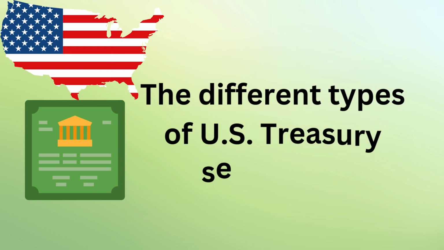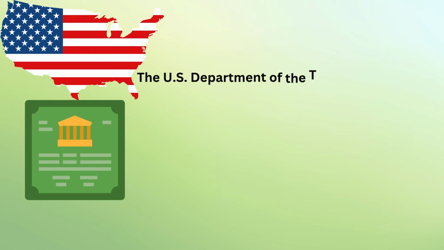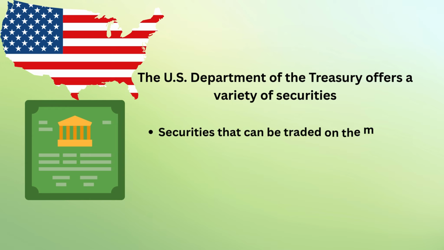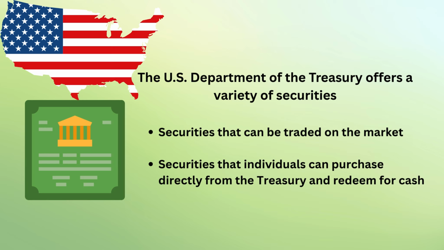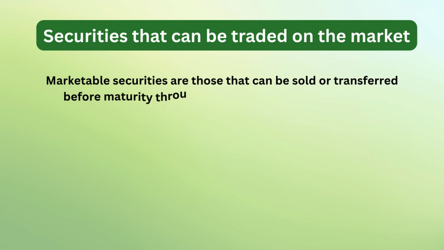Before we dive into I-bonds, let's take a look at the different types of U.S. Treasury securities. The U.S. Department of the Treasury offers a variety of securities, which can be broadly divided into two categories: securities that can be traded on the market, and securities that individuals can purchase directly from the Treasury and redeem for cash. Marketable securities are those that can be sold or transferred before maturity through brokers or financial institutions.